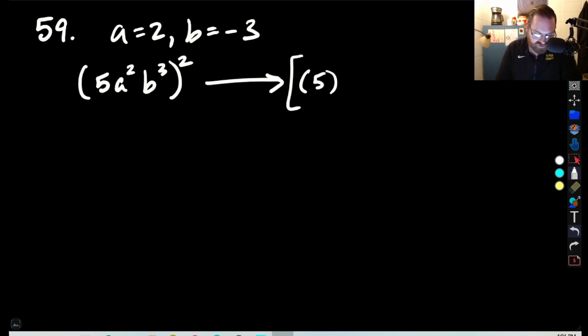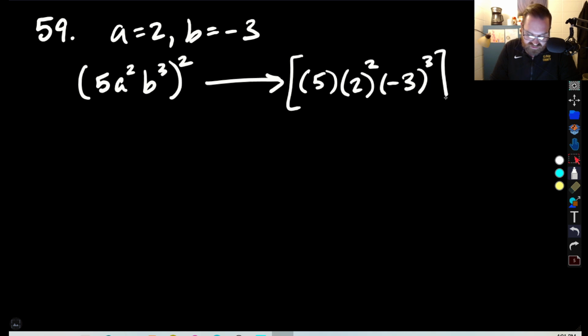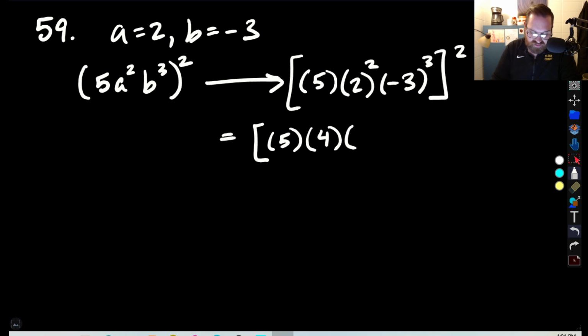Sometimes it just makes it a little bit trickier when you're dealing with a lot of stuff to keep everything in line. So that's why I use brackets as much as I possibly can. So 5 times 2 squared times minus 3 cubed, all raised to the second power. Okay, so let's start on the inside and work our way out, but we'll take care of the exponents first. So leave the 5. This is going to turn into a 4, which is just 2 squared. And we already knew from the previous one that this is going to be a minus 27.